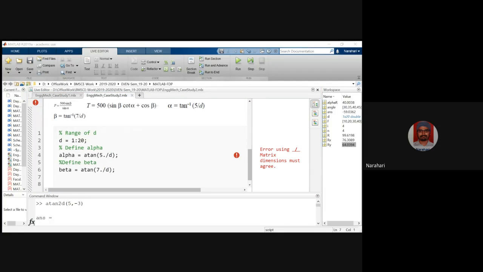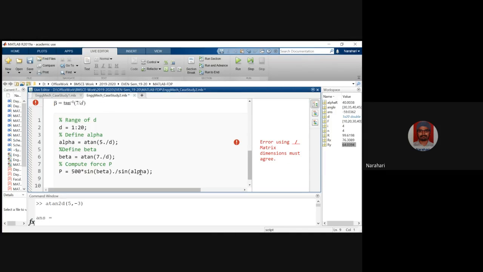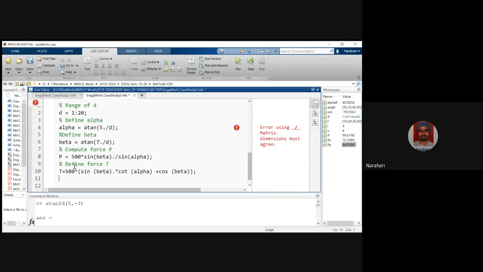Okay, then I have to compute P. The P is very simple. It is 500 into sine beta by sine alpha. Now please observe, beta is a vector, so sine beta will also be a vector, and sine alpha will also be a vector. You have to use a dot operator again to do the division between sine beta and sine alpha. And similarly, compute force T. Again, here we are multiplying two vectors. We are using the dot operator for multiplying, right?